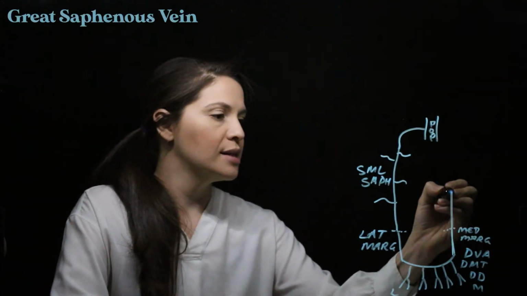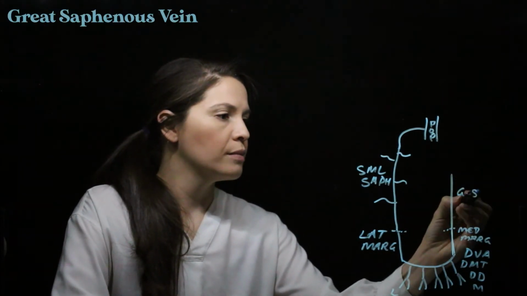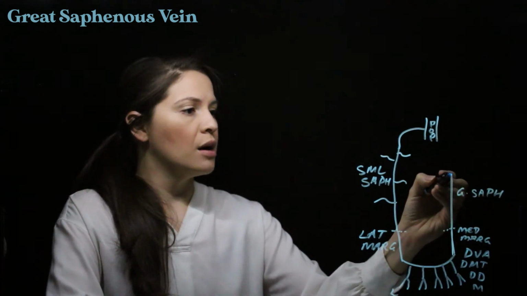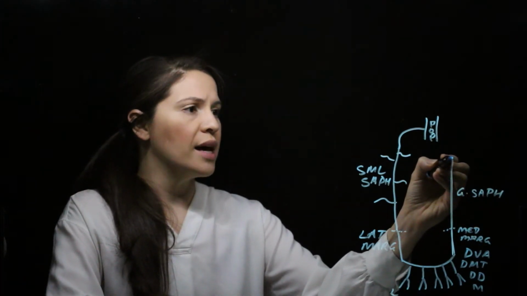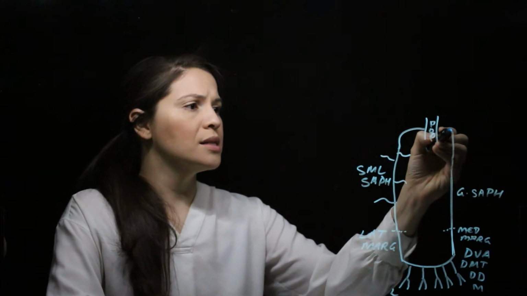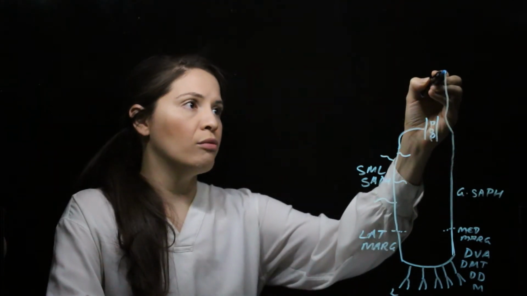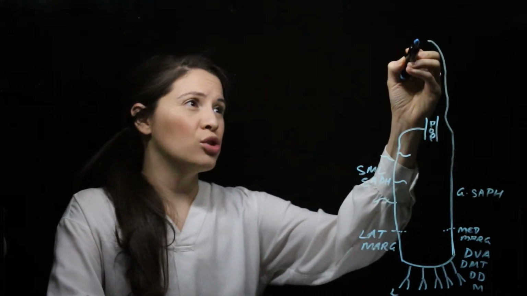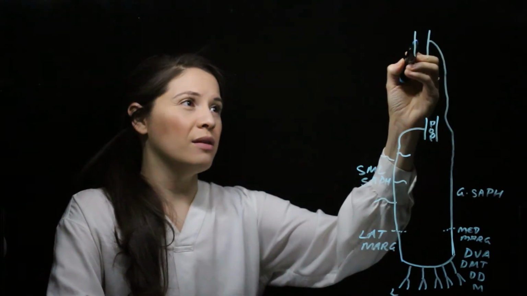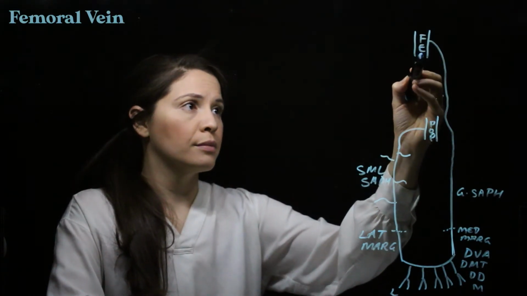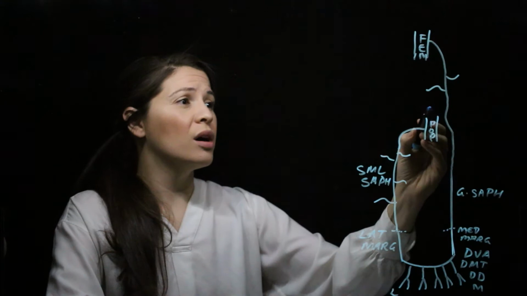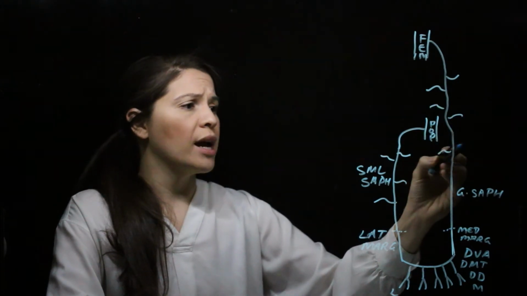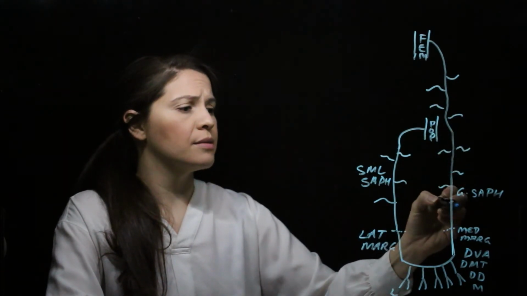Okay, then we have the great saphenous running up the medial aspect of the leg, passing the knee, and then running up to then drain into the femoral vein. Along the way, we'll have a lot of superficial veins draining into the great saphenous.